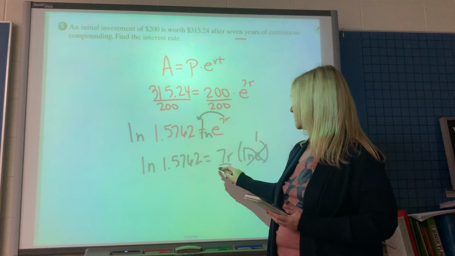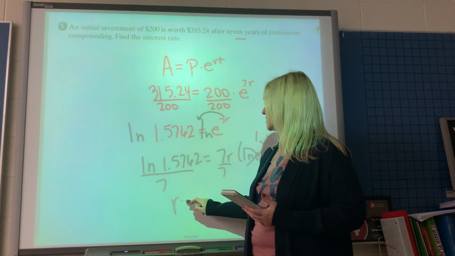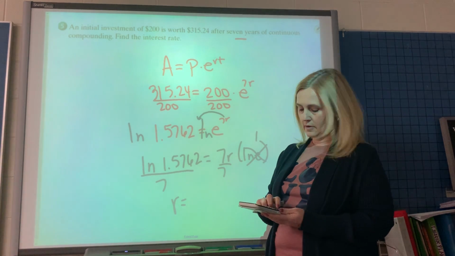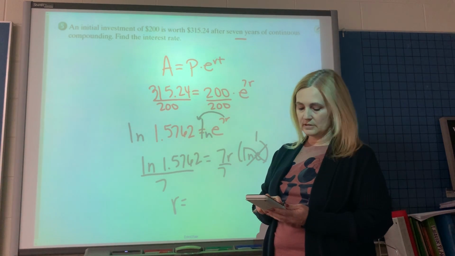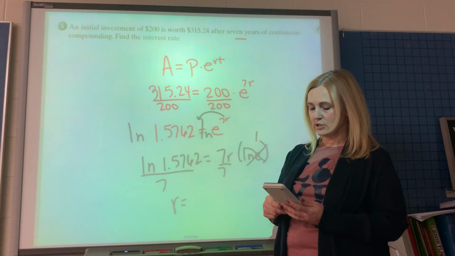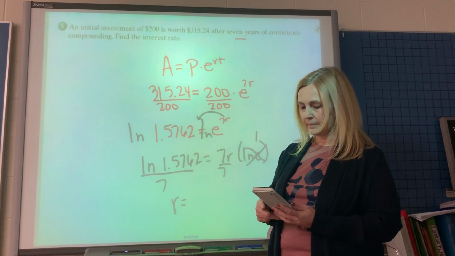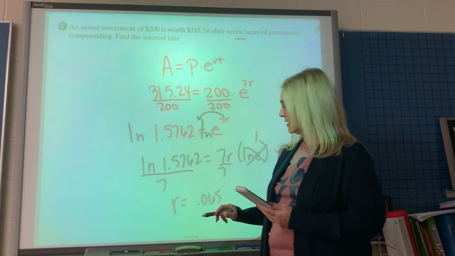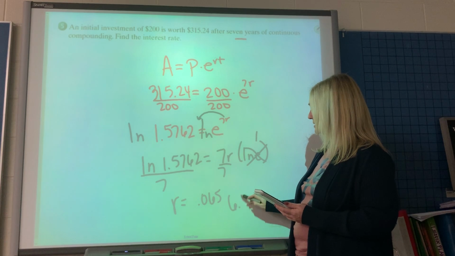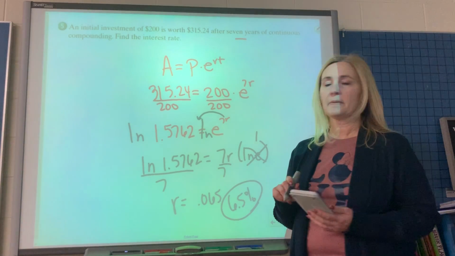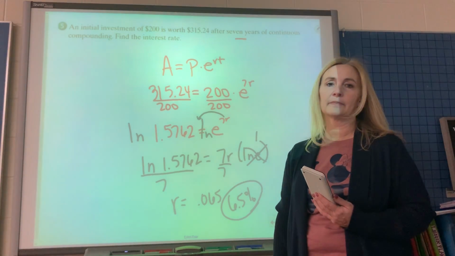And now just divide by 7 to solve for r. So r equals whatever that is. Let's try it. ln of 1.5762. Get that answer first, and then make sure you divide by 7 after that. You get 0.065. So that as an interest rate would be 6.5% interest. 6.5% interest rate. And that's how you do that one.